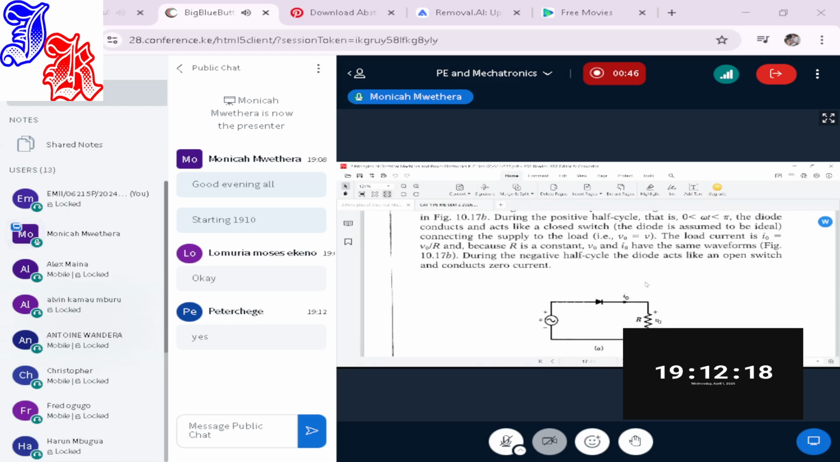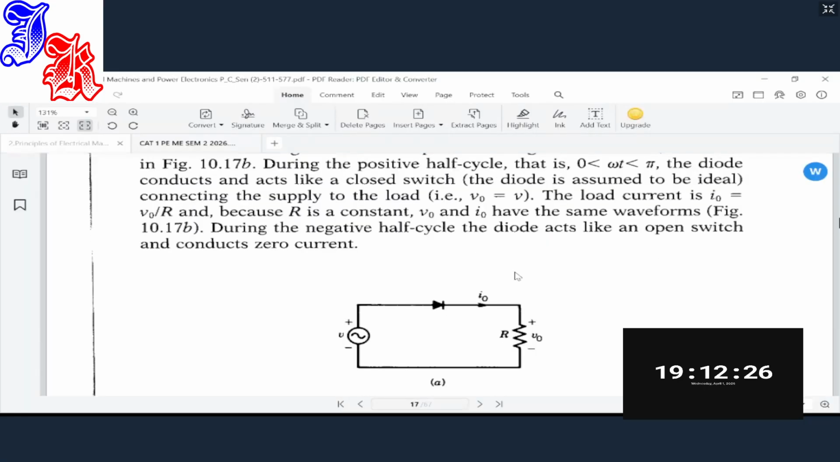We said we normally have controlled and uncontrolled. Uncontrolled is where we are using diodes. Remember we said for a diode, if it is forward bias, it will allow current to pass. If it is reverse bias, no current passes. The same with the diodes, sorry, with the resistors.